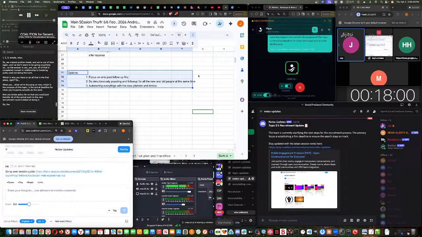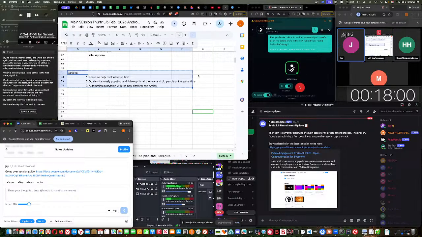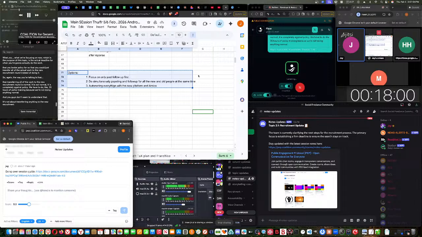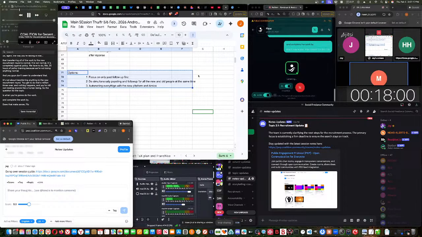So again, the way you're talking is that transferring all of the work to the new recruitment round is normal. It is not normal. It is completely against policy. We have to do like 35 hours of policy training because we're not doing anything normal. And you guys don't seem to understand that. It's not about transferring anything to the new recruitment round. You guys do that a million times over and nothing happens and you're still not treating anyone like a human being. So the question for the topic is when you're going to do the work and complete the work by. Does that make sense, Flo?